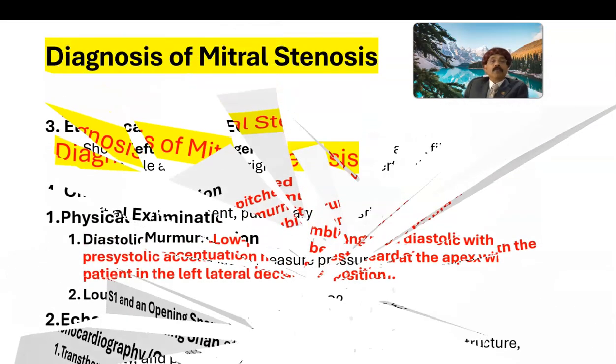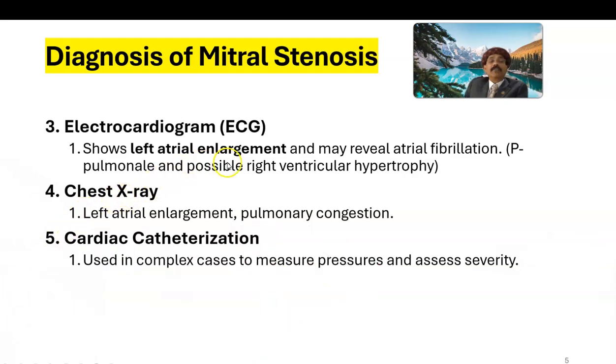We have other tests like ECG, or electrocardiography, which shows left atrial enlargement and may reveal atrial fibrillation. We'll get P pulmonale in the ECG: a tall and notched P wave, and we'll get the other features of right ventricular hypertrophy.